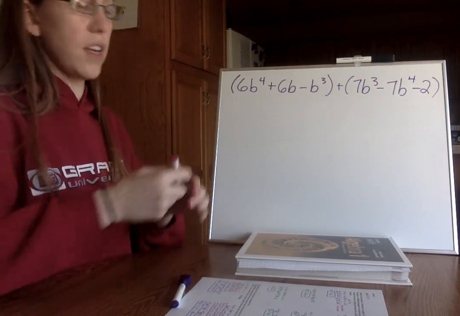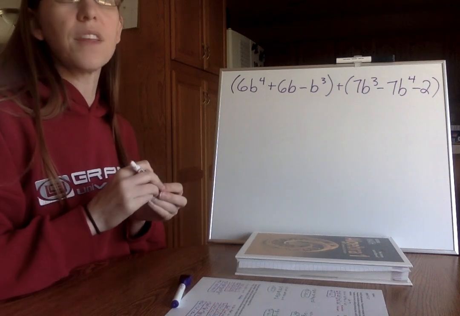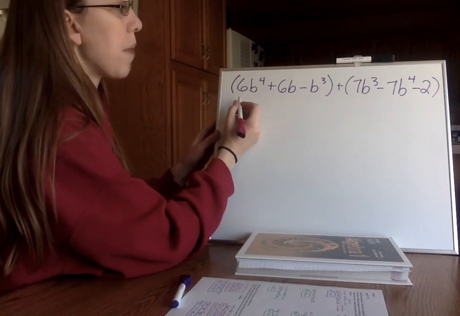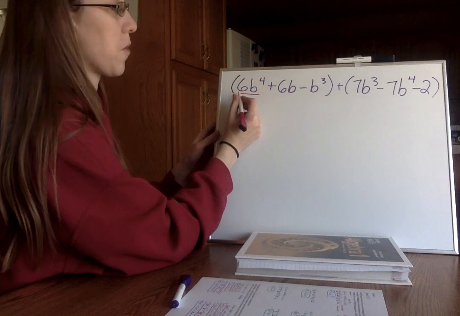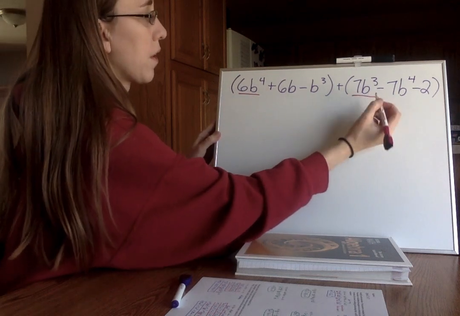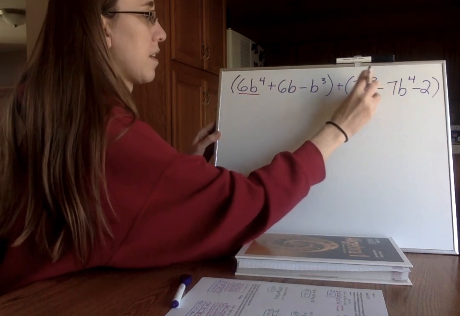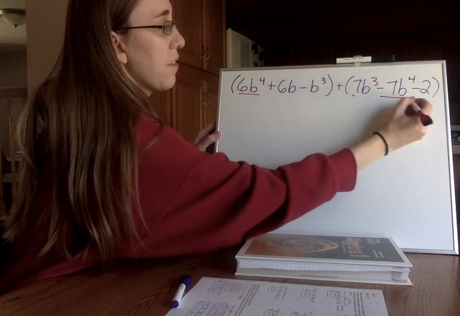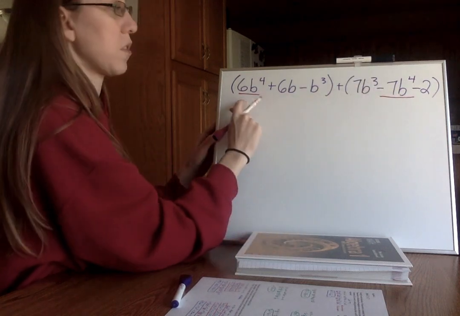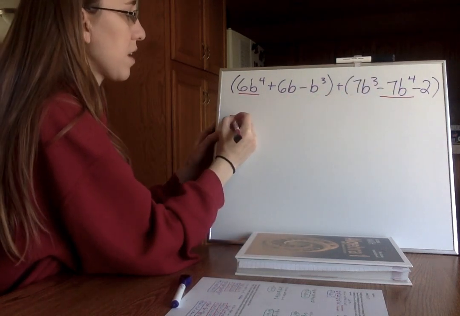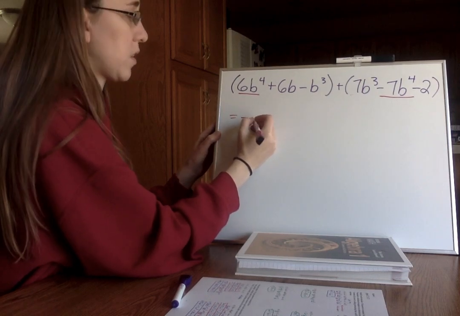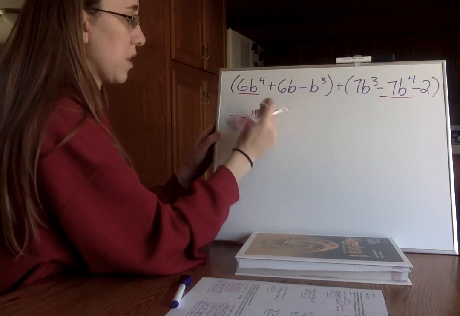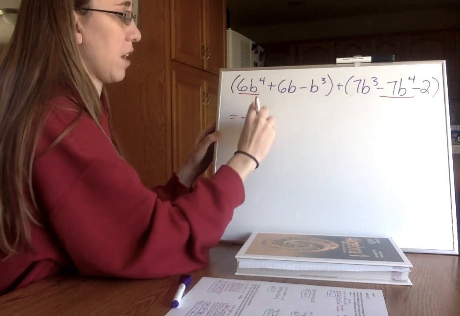We start, like the other one, looking for things that have the same exponents. My highest one is this b to the fourth. I have a 6b to the fourth plus a negative 7b to the fourth. So 6 plus negative 7 is negative 1b to the fourth, or negative b to the fourth. I'm just going to write it as negative b to the fourth.